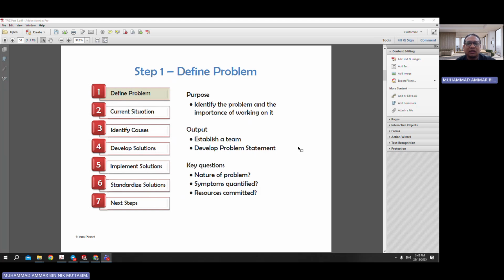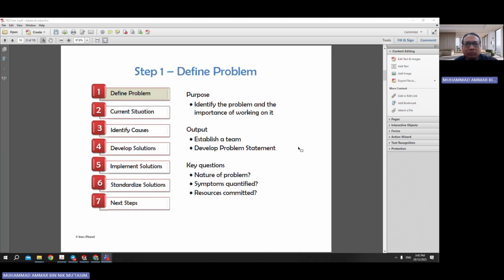So if the internet is out, we need to establish the process and so on. The output is to establish a team to determine whether this process happens, and to develop a problem statement. So the general problem of having no internet in the university, for example, is due to these 3 factors. So explain what the step-by-step is of these 3 factors.